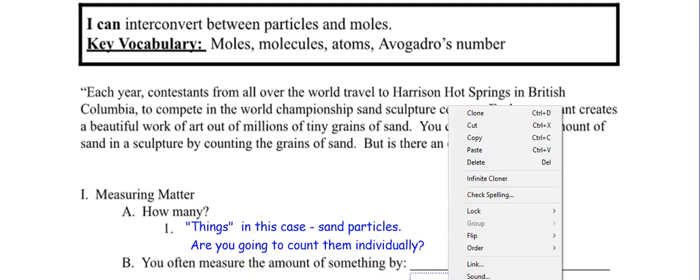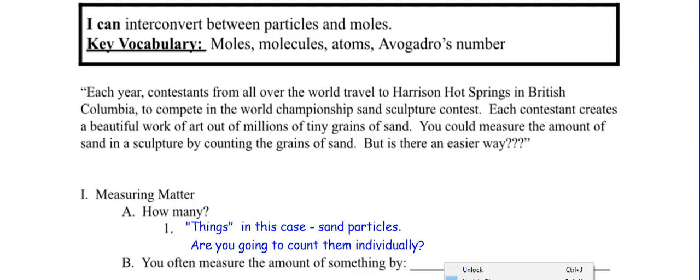Well, I'm going to write this. Oopsies. Hello. I hope not. That would take you for the rest of your life. So that wouldn't make a whole lot of sense. So how could we measure the amount of sand particles in your thing? Well, you could count them individually. I don't recommend that, but you could, okay?